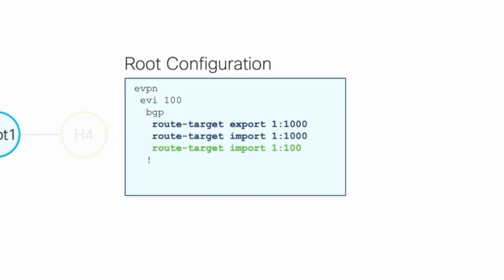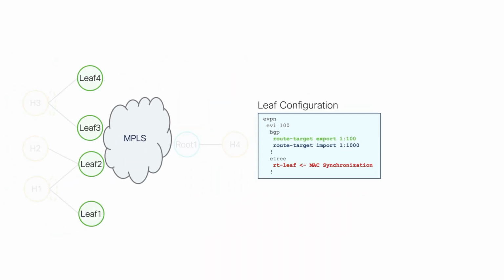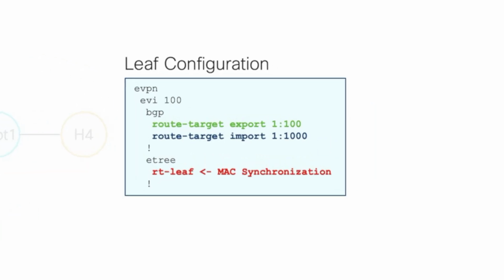I have a blue one, which is 1:1000, which is on the root side. So you can see that the root is importing and exporting this particular route target, because again, a root can talk to anyone. And then I have a green one where there is a route target import 1:100, and this particular route target is exporting from the leaf. And you can see on the leaf side that leaf is exporting this green one and importing only the blue one. It's very basic behavior, as I mentioned.